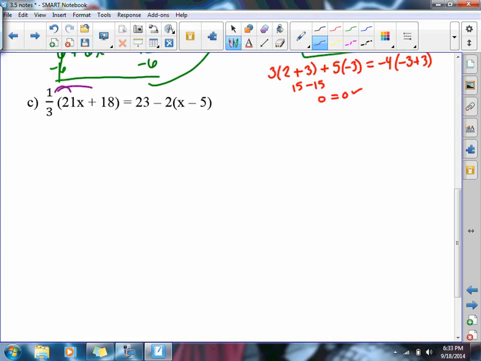Let's do our little distribution here. So 1/3 times 21 is 7x, and 1/3 times 18 is 6. Now on the right side of my equation, I have 23, and then I have minus 2 times x minus 5. Now I'm going to leave the 23, and then you have to ask yourself, what am I distributing? Remember, we're distributing the number and the sign that's in front of the parentheses. So we're distributing a negative 2 to the x and the minus 5. So I'll have a minus 2x plus 10.